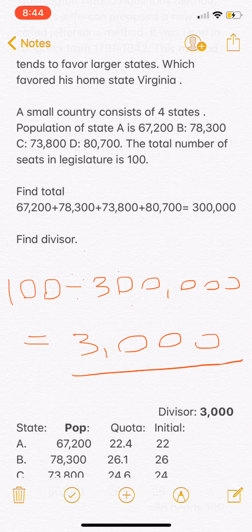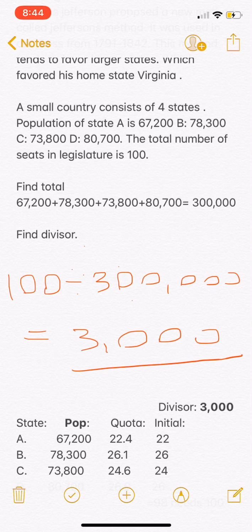Now, an example for the Jefferson's method. A small country consists of 4 states. The population of state A is 67,200, B, 78,300, C, 73,800, and D, 80,700. The total number of seats in legislature is 100.